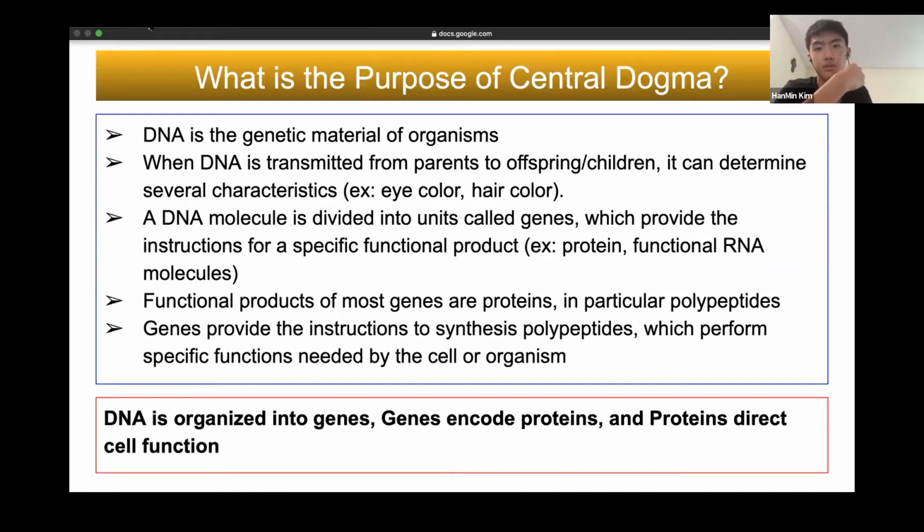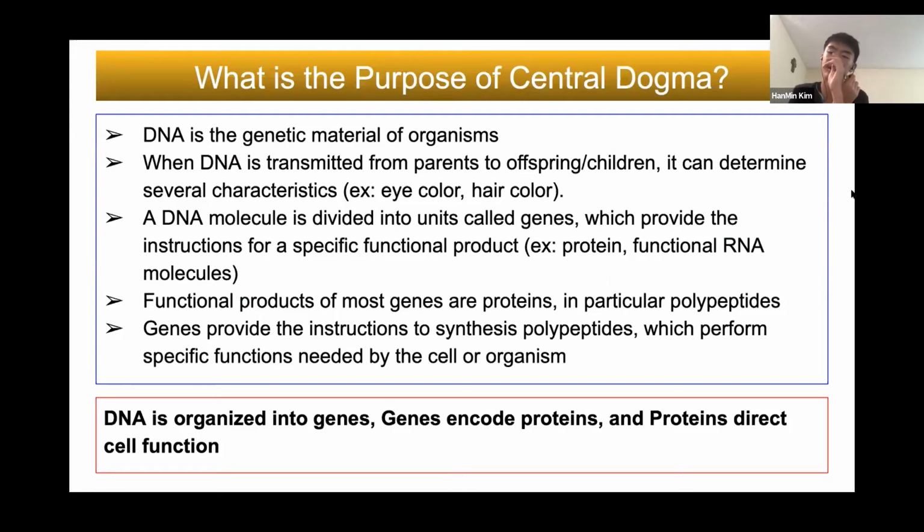The purpose of the central dogma in this case is that DNA is basically the genetic material of organisms. When DNA is transmitted from parents to offspring, it can determine several characteristics, including height, eye color, hair color, whether you have a widow's peak or not. You might have seen it in your biology textbooks if you had learned biology. The DNA molecule is divided into units called genes, which provide the instructions for a specific functional protein, for example proteins and functional RNA molecules, enzymes.